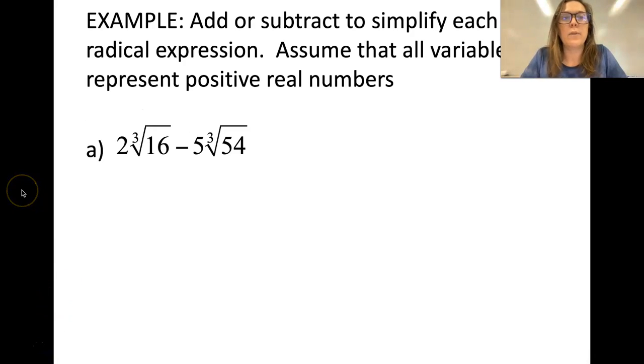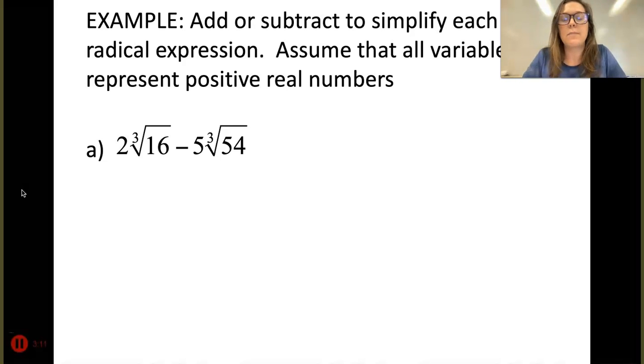Next one. Okay, so here we have 2 cube roots of 16 minus 5 cube roots of 54. So now we're in cube root world, right? Let's quickly remember our cube roots. Our first perfect cube is 2 to the third, so 8. 3 to the third is 27. I don't think I have to go any higher than that because my numbers are 16 and 54.